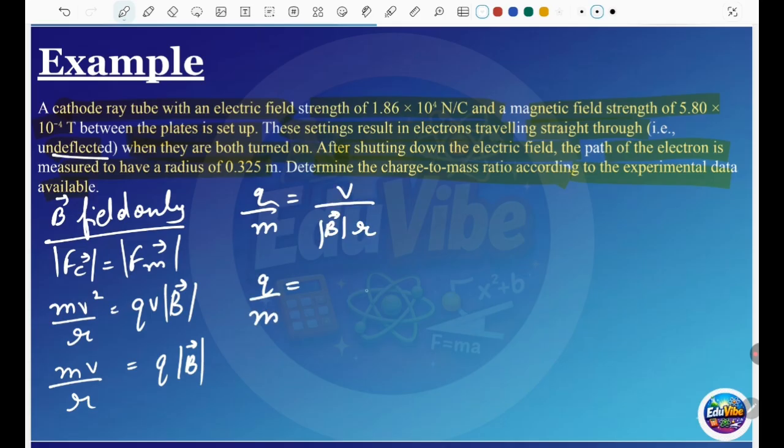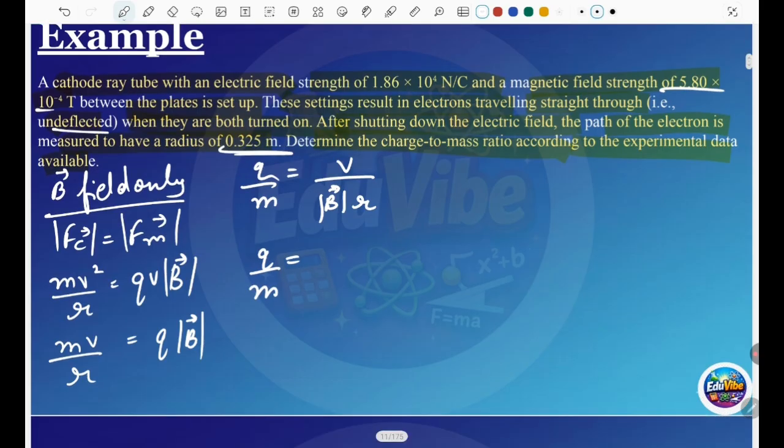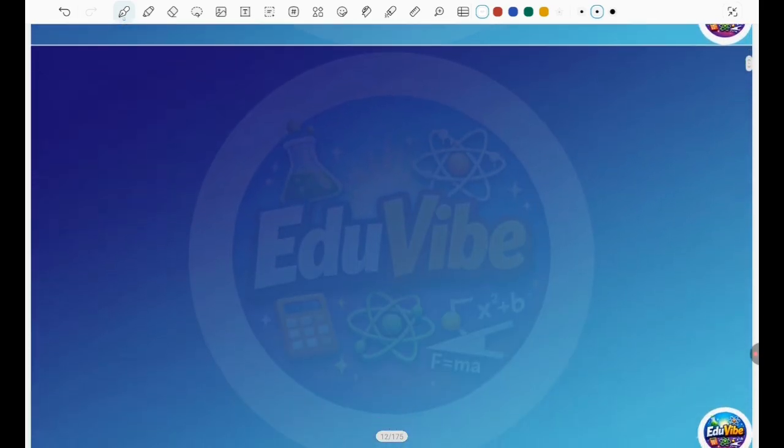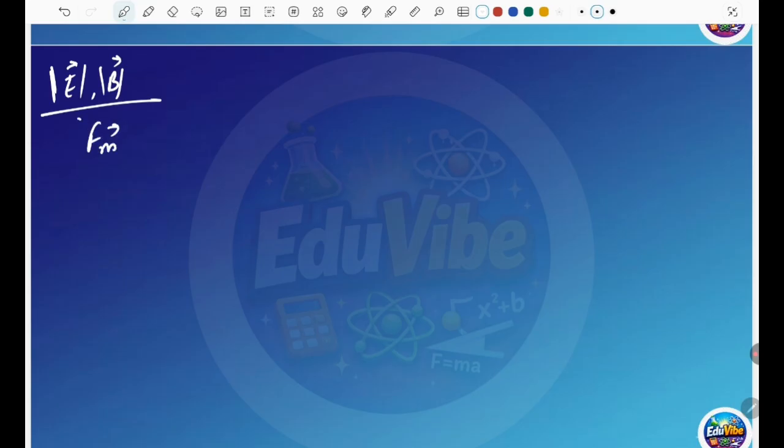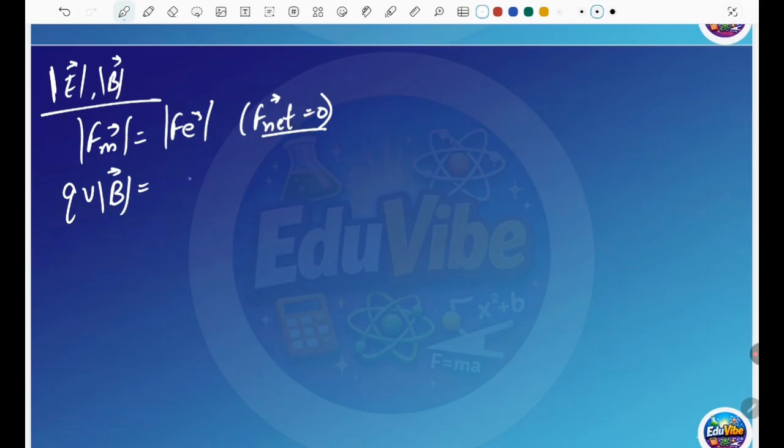But you don't have v from here. You have the magnetic field, and you have the radius of curvature, but you don't have v. You find v from the first step, which Thomson does, when we involve the electric field and the magnetic field both. Magnetic force is equal to electric force, where our net force equals 0 because it's undeflected. So qvB is equal to qE. Q cancels out, and you get v is equal to the electric field upon the magnetic field.